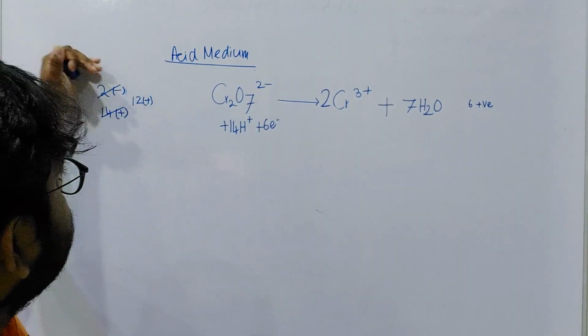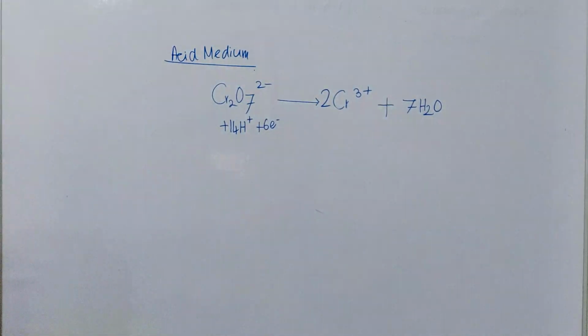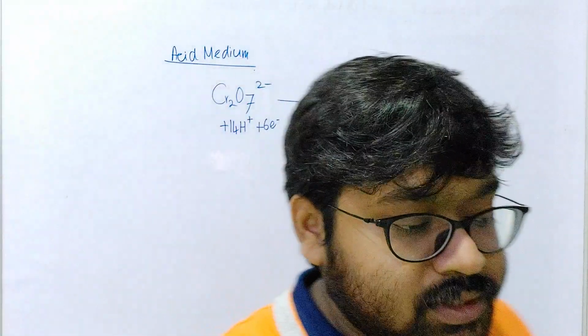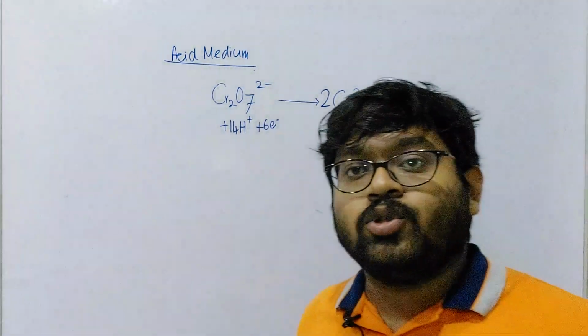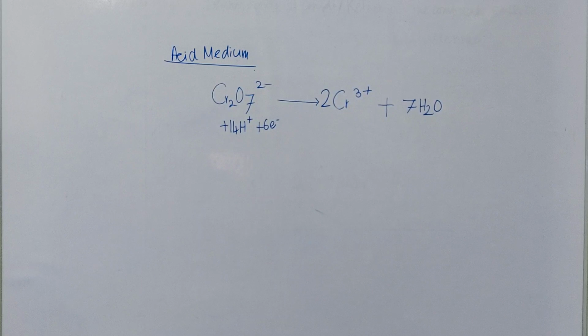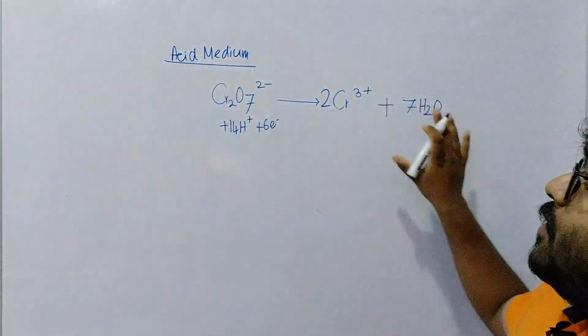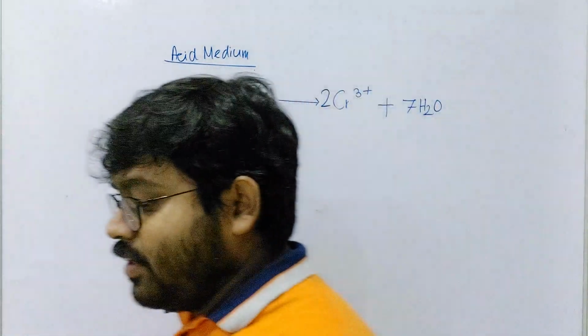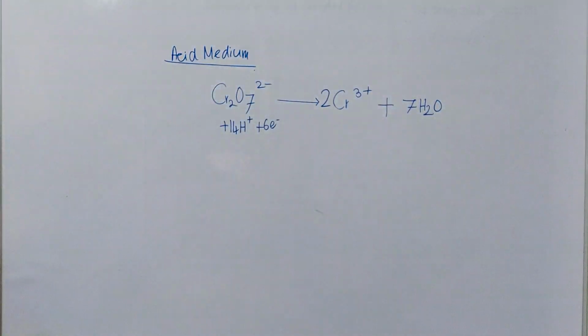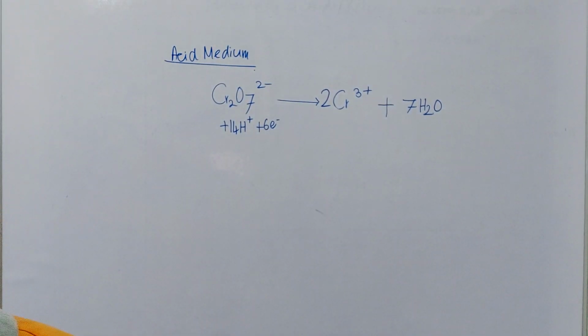Okay, so forget about these rough works, and this reaction is now balanced. Balanced means it is balanced in terms of number of atoms, and it is balanced in terms of charge as well. So from both the sides, this is a balanced redox reaction as of now. I hope you have understood.